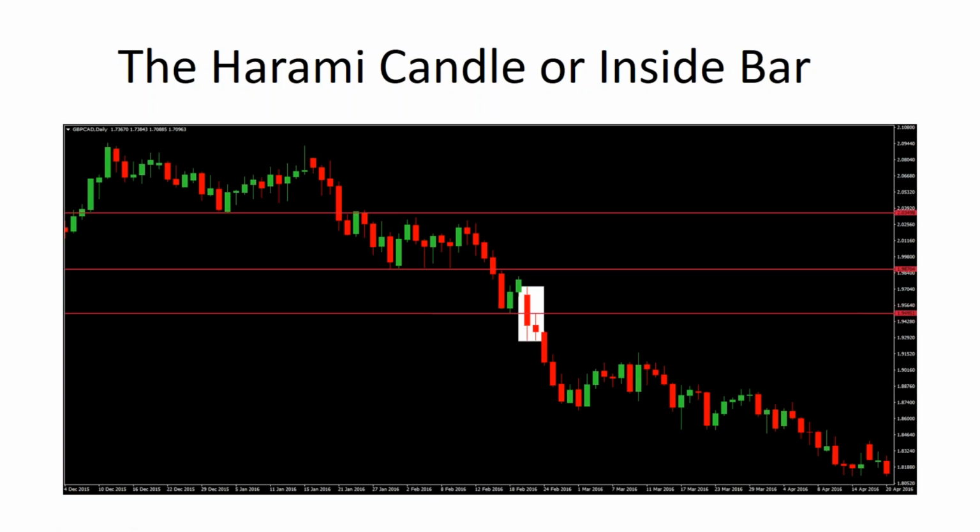So again, where we're looking to sell an inside bar, we look to get short on the break of the candle low, and if we were buying, we'd look to get long on the break of the candle high. Okay, so is everyone following along with this so far?